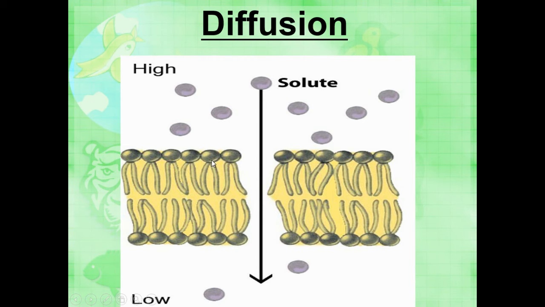Another example, looking at our cell membrane: here's outside, here's inside, and all these little purple particles are solute molecules like sugar or salt. They are going to move from an area of high concentration to an area of low concentration. They want to get as much space around them as possible. They don't like to be compacted and stuck together, so they're going to move away from one another.